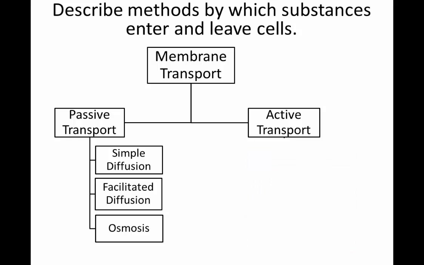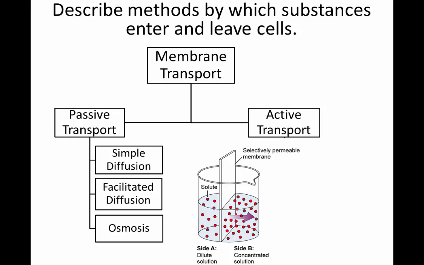The final type of passive transport is osmosis. Osmosis is basically identical to simple diffusion, but it's related to water and water only. So, water will move from areas of high concentration to areas of low concentration.